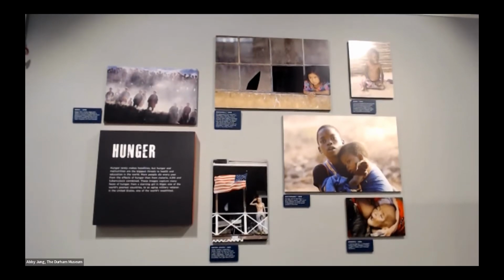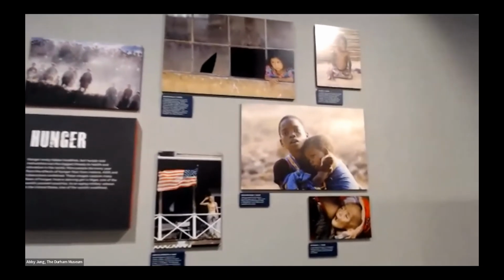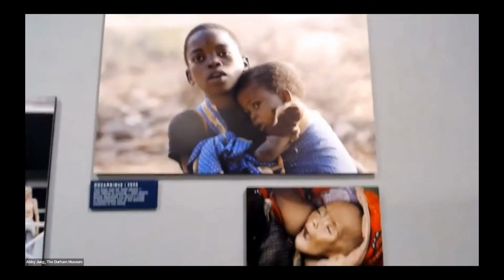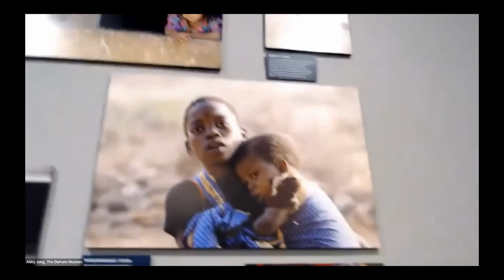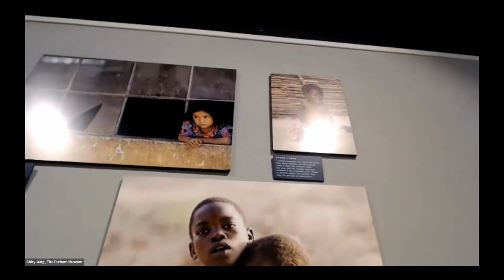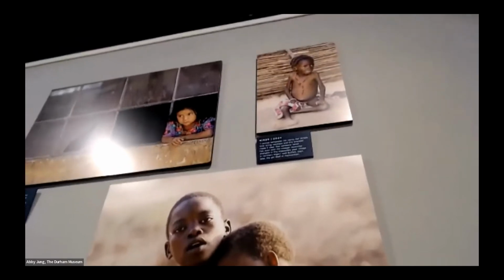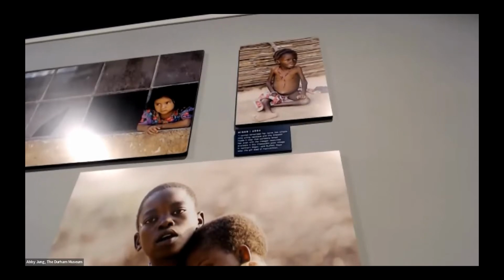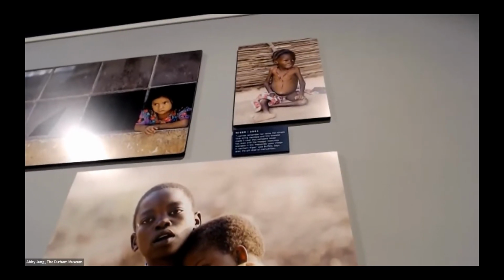So what I'm going to do is start with Mike, and I'm going to try to zoom in here and show you the photo that Mike chose, this one up here. Of course, there's a light shining right on it. There we go. So this photo up here, which was taken in 2004. And Mike, I'll let you take it away and talk a little bit about why you chose this photo. Thanks, Abby.